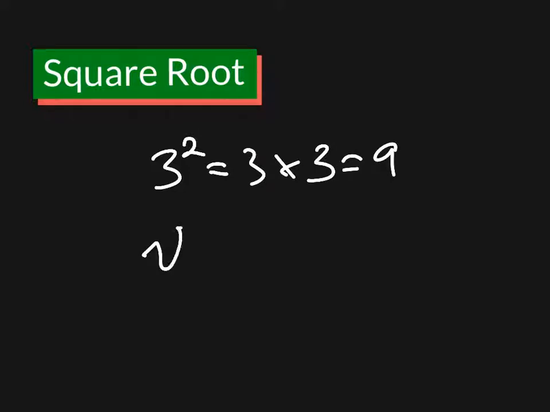What are roots? Well, a root is the opposite of an exponent. So for example, 3 squared, which means 3 times 3, is equal to 9, but the square root, and that's what a square root sign looks like, of 9 is 3, because 3 times 3 is 9.